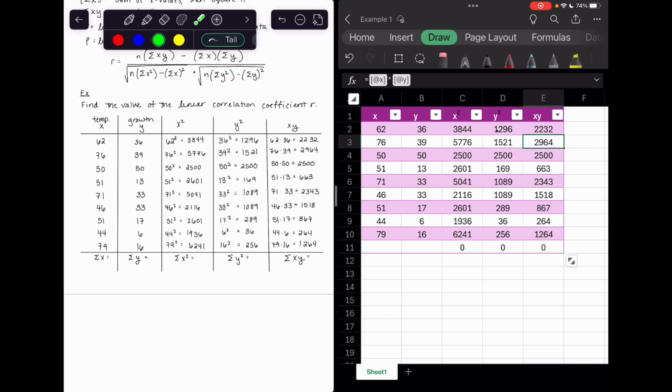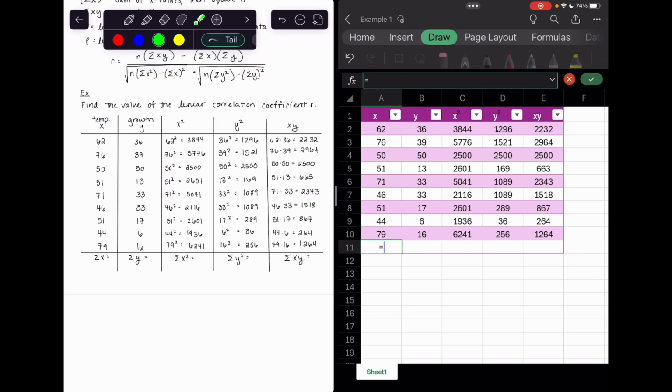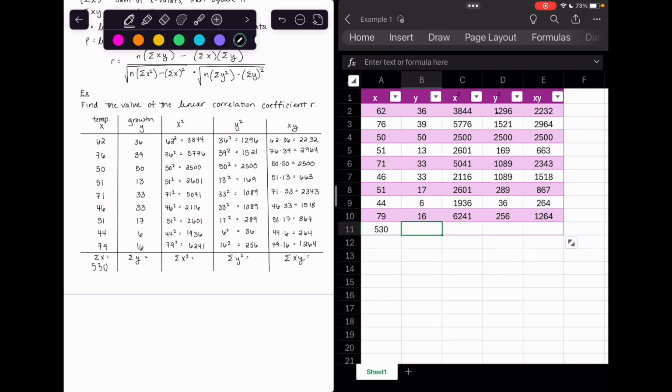Now in this bottom row, what I want to do is I want to go ahead and sum everything up. It auto-filled in the same formula here, but I'm going to go ahead and delete those because I want to take the sum. So the way I do that is put equals, I want the sum of, I click my first cell and then I drag this down and I'm going to sum up all of the values from the second row to the 10th row. And so if I sum up all of my X's, this is going to give me 530.